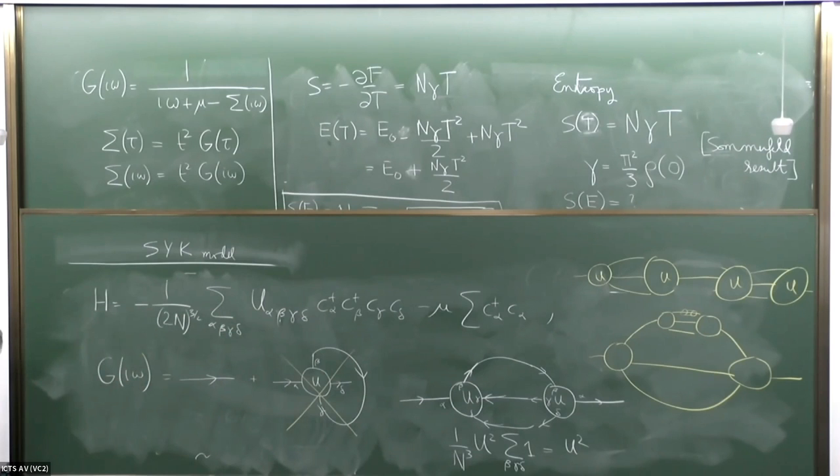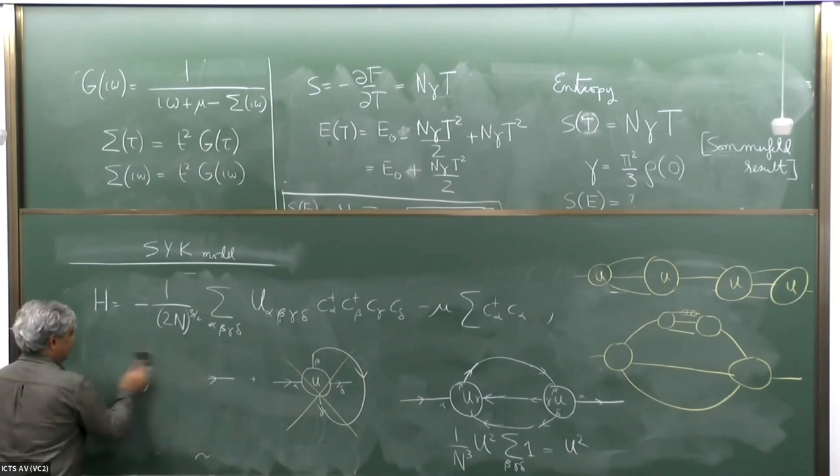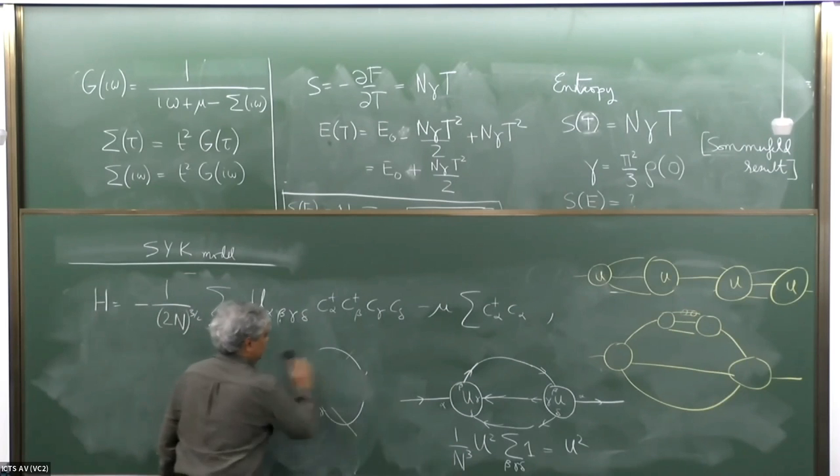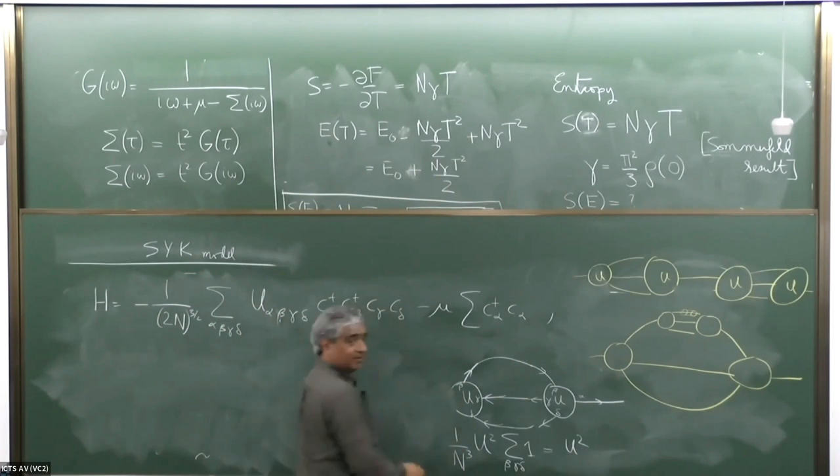So now we are experts at this, and just by looking at these graphs, you can write everything in terms of a very simple equation. So the solution of this problem in the large n limit reduces to solving the following two equations. Well, let me leave that, yes.